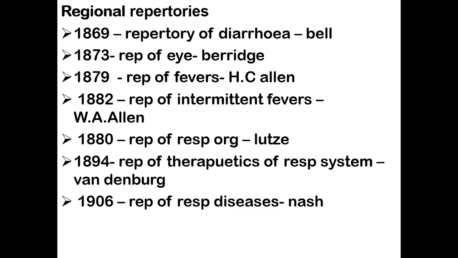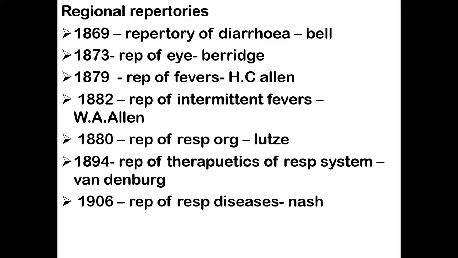So make sure that in 1879, Repertory of Fevers, only fevers, no intermittent fever, was given by Master S.C. Allen. So the repertory published in 1879 by S.C. Allen is Repertory of Fevers under Regional Repertories. In 1882, Repertory of Intermittent Fevers by W.A. Allen. In 1880, Repertory of Respiratory Organs by Lutz.